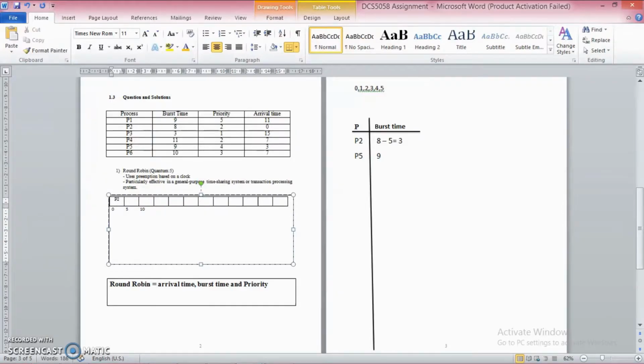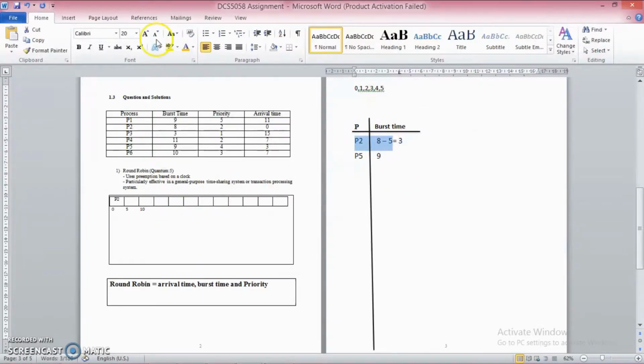As you already executed P2, you already executed P2, right? To avoid confusion, you cut it. And we also finished 0 until 5, so we cut it. And then next is 5, 6 until 10.